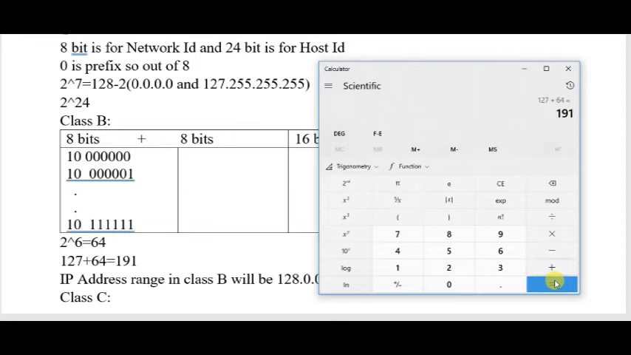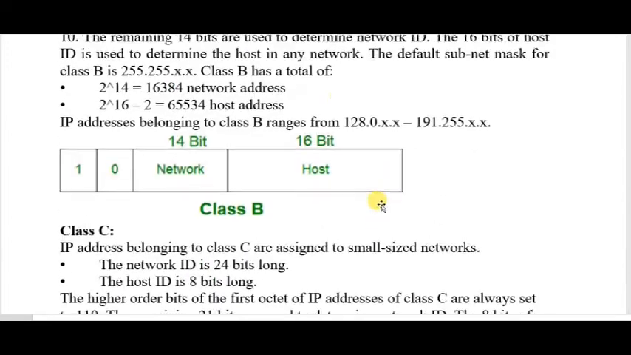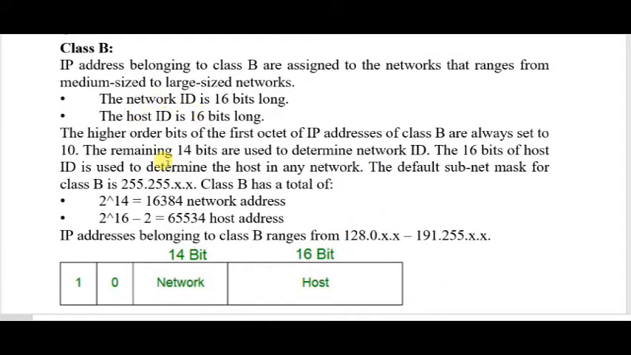So see here, in the class B address, the first 2 bits are the prefix, that's why 2 to the power 14, which is equal to 16384 network addresses. And the host addresses will be 2 to the power 16 minus 2. That means 2 host addresses are always kept in reserve for emergency or reserved purposes. So 2 to the power 16 minus 2 is 65534 host addresses.